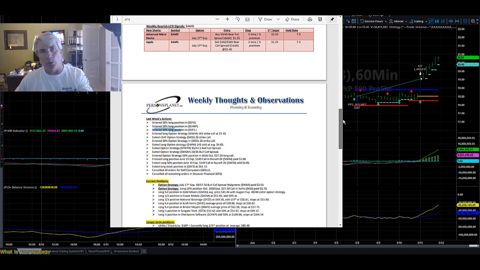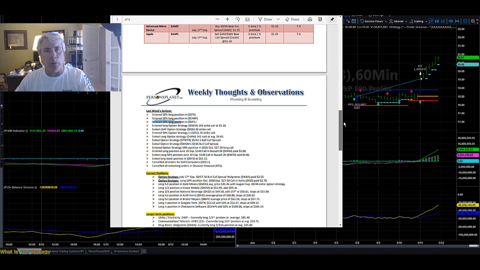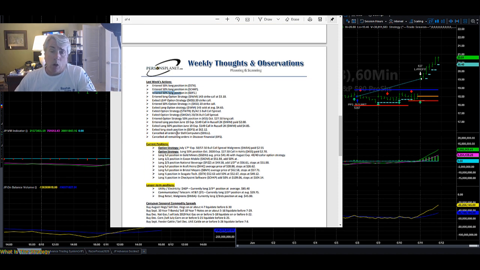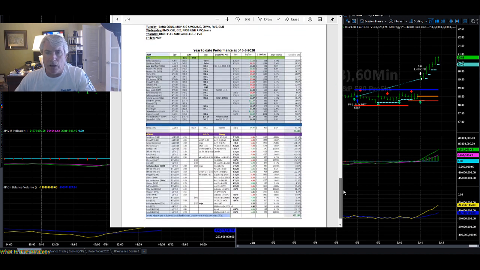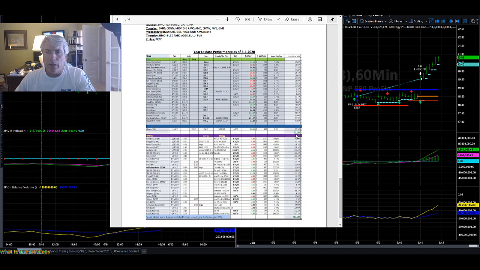We were long the Russell. We booked profits. We were in IWM calls. We were long in Discover Financial. We booked profits there. And here's our performance tally year to date. Here you can see all the trades that we had exited. This week we exited Checkpoint and Seagate, and you'll get the updated performance this weekend.